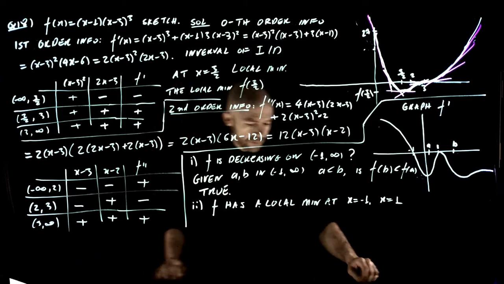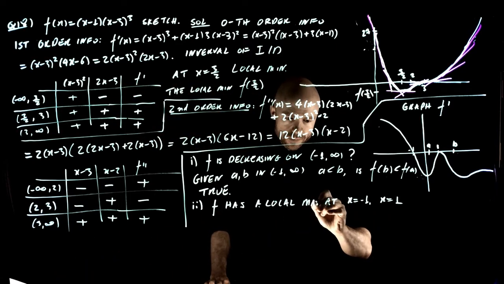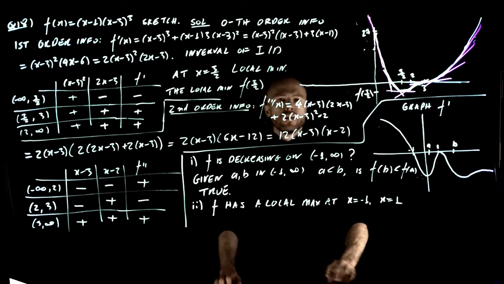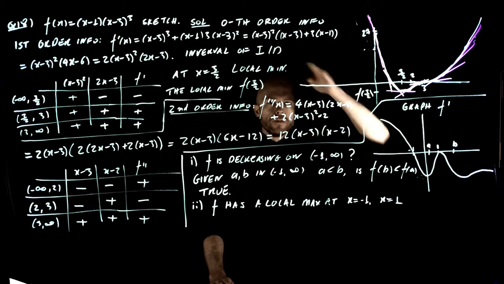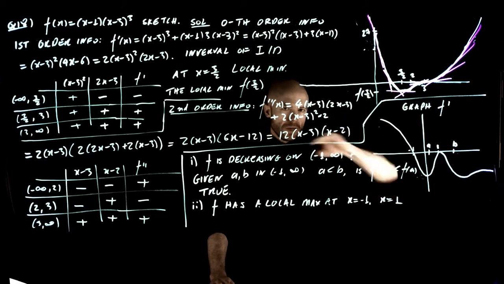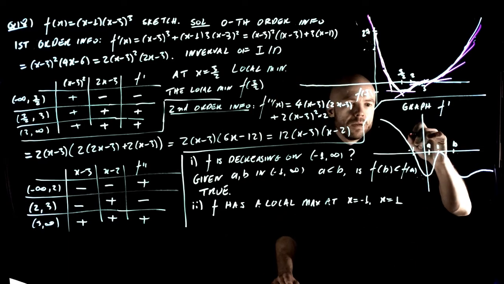Sorry, local max. Local max. So what happens if we have a gradient that goes from positive to negative? Take your hand, positive to negative, right? If we go positive to negative, then we do indeed have a local max. So here, yeah, there will be a local max.